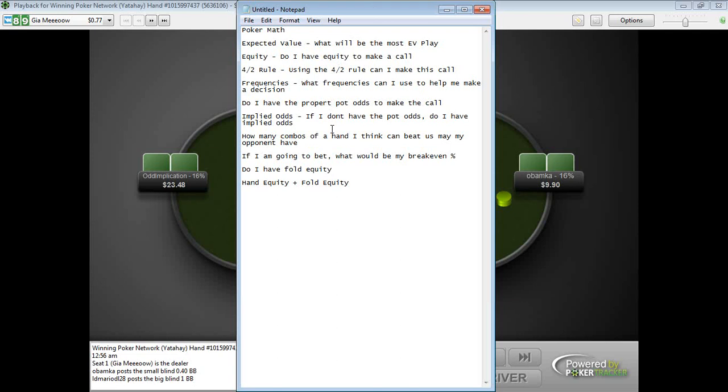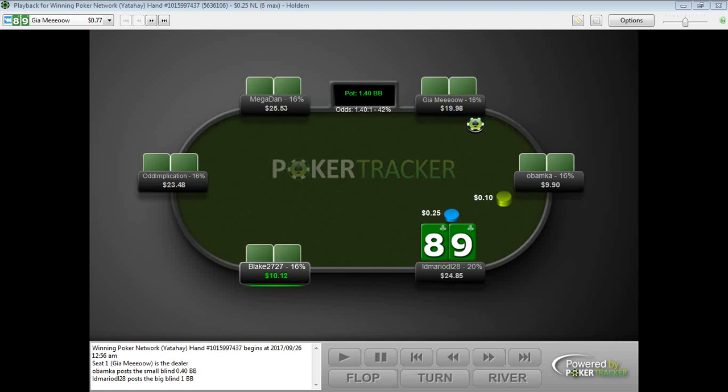I'm going to see if I have the proper pot odds to call. I'm going to look at implied odds. So if I don't have the proper pot odds, do I have implied odds? I'm going to look at how many combos of a hand I think can beat us. So I'll estimate about how many combos could possibly beat me on a particular board. And if I'm going to bet, what would be my break-even percentage, to come up with a bet sizing that I should use. I need to know if I have any fold equity, which of course would be hand equity plus fold equity. So I'm going to move this up to the other screen, and I'm going to start my study now.